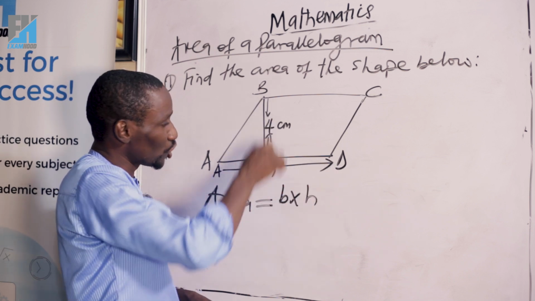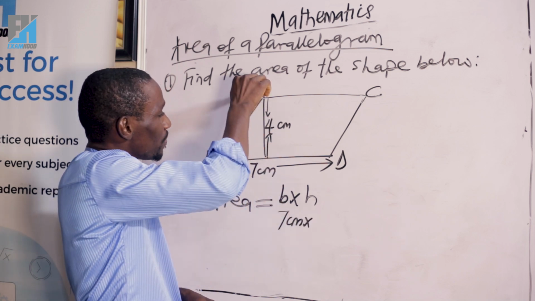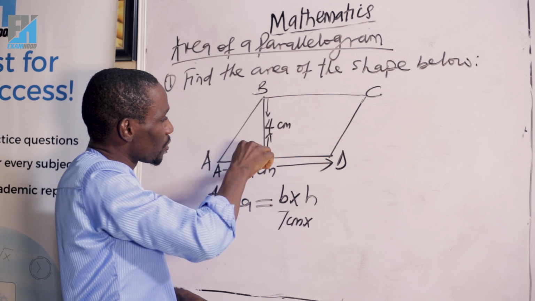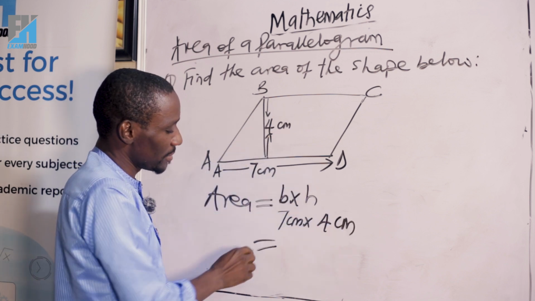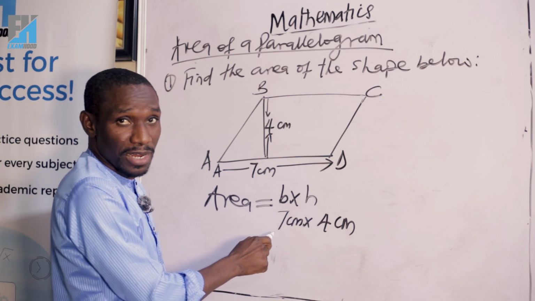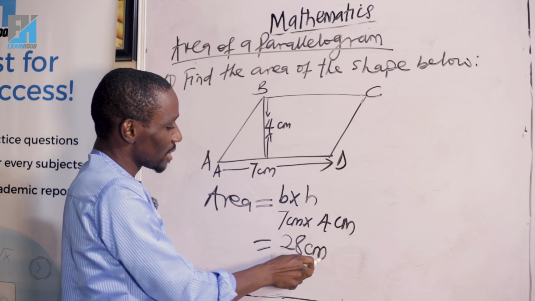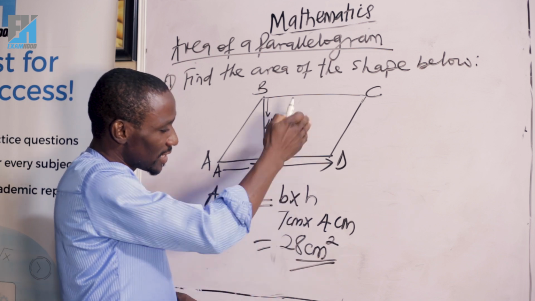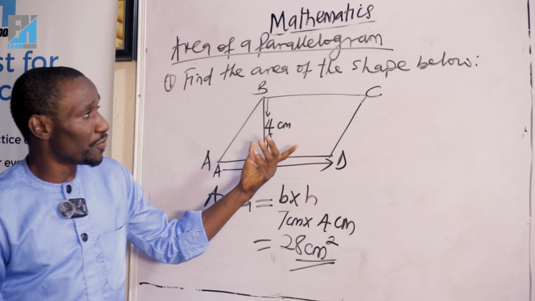According to this shape, the base here is 7 centimeters, while the height, from here to this point, is 4 centimeters. So by the time you multiply 7 times 4, that will give you 28 centimeters square. So this is how we can solve the area of a parallelogram.